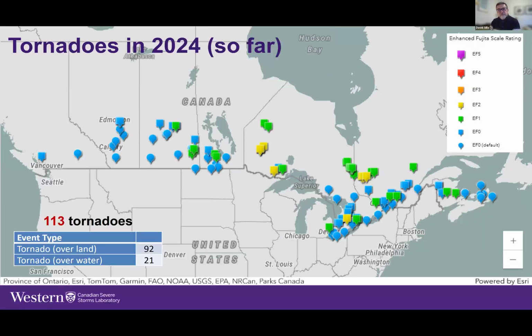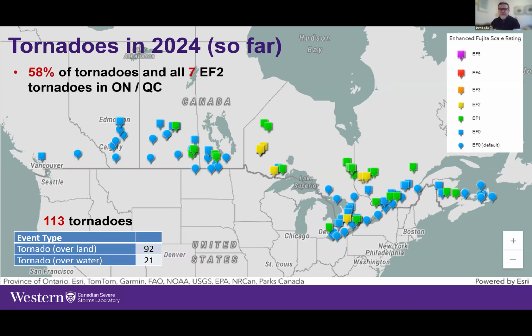These are the tornadoes in 2024. I say so far because we're still not finished with the review and adding tornadoes in. We do a satellite review at the end of every year to make sure we didn't miss anything. So all of Canada is looked at again through satellite imagery. So I believe there are some more tornadoes that are going to be part of this. But right now, the total stands at 113, 92 over land, 21 over water.